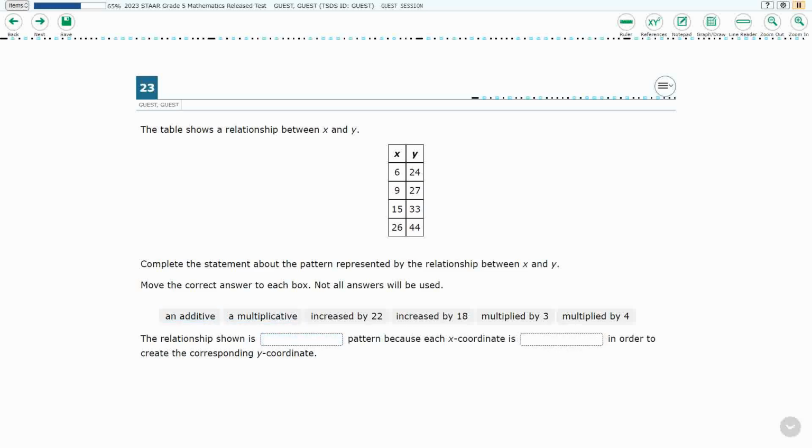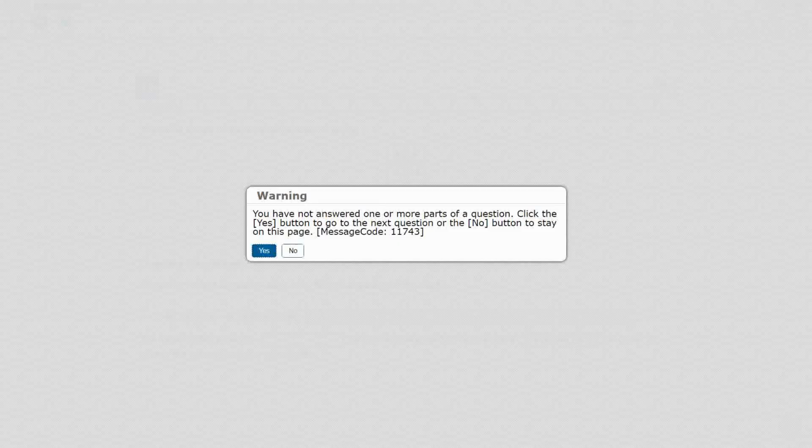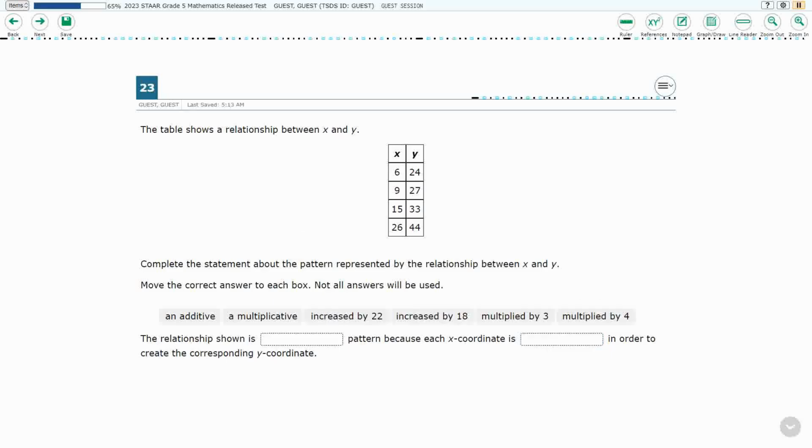Okay, so we need to complete the sentence, but these are the only two answers that can go in the first box. These are the only four answers that can go in the second box. And you have to obviously answer both boxes. If you try to answer with just one, it will give you that error message. So it looks kind of big, but really there's just two choices for the first, four choices for the second.